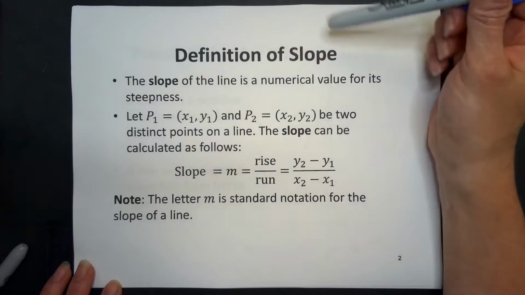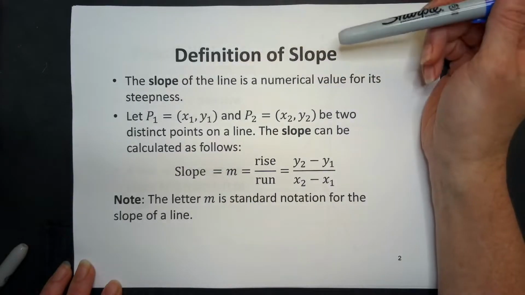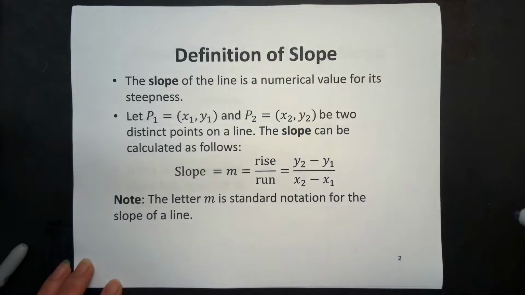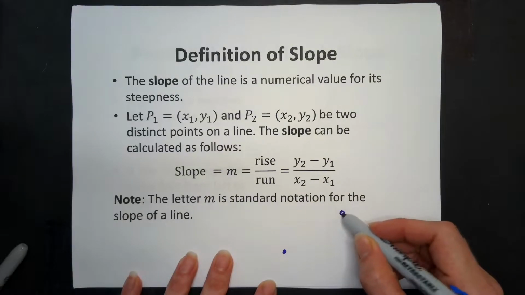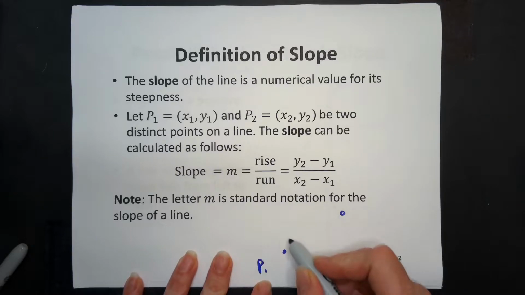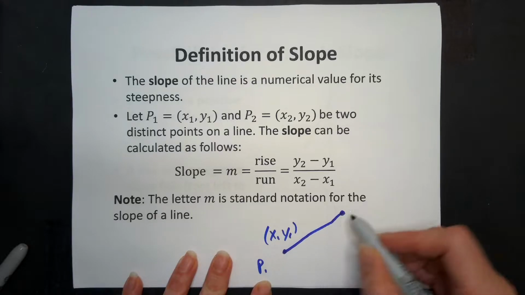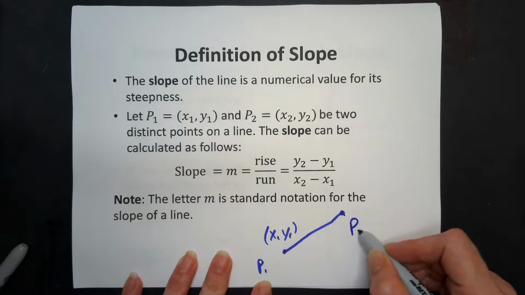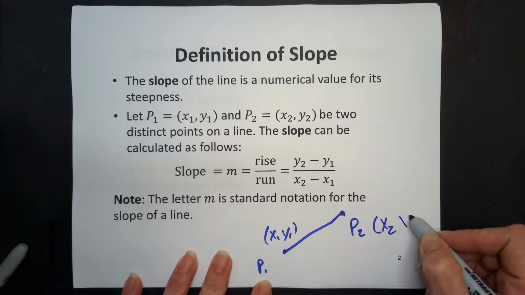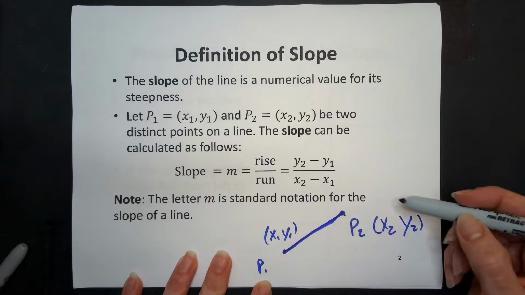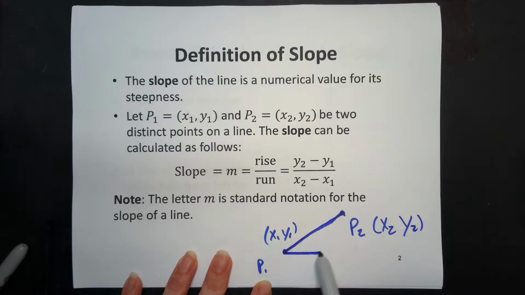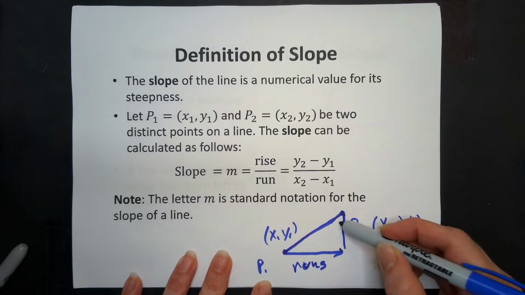Alright, so the definition of slope. The slope of a line is the numerical value for steepness. For example, if we draw a little picture over here, we have 2 points. Let's say this is P1. It's going to have x1, y1 as its coordinates. And we're going to have a line. This is going to be another point on the line, P2, which is x2, y2. And so basically, I want to figure out how steep this line is. So basically, I'm going to find how far it rises over how far it runs.